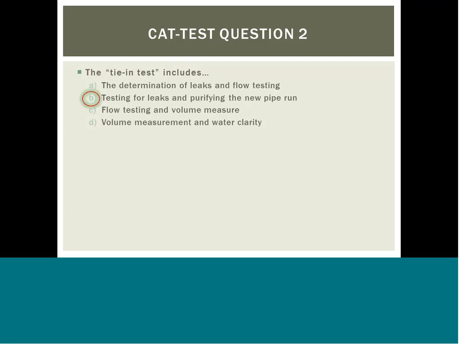Answer B is the best answer here. Answer A is not correct because though the tie-in test does test for leaks, it does not perform flow testing. Answer C also has flow testing in the answer, so it is incorrect. Answer D is not correct because the tie-in test does not include volume measurement or water clarity.